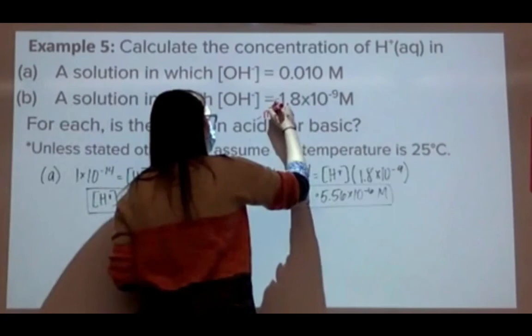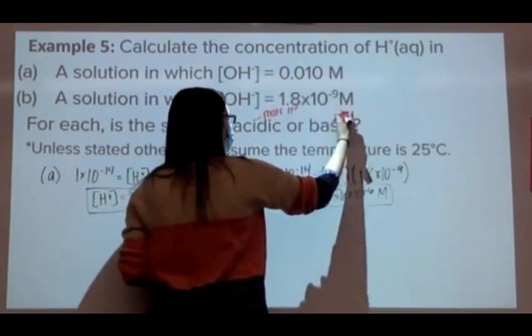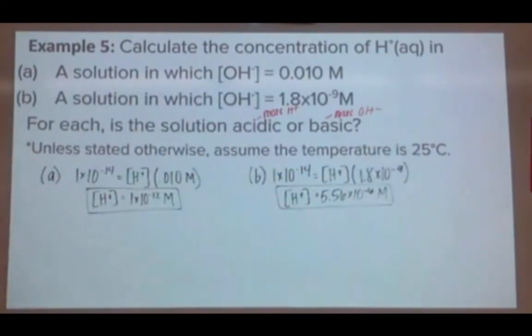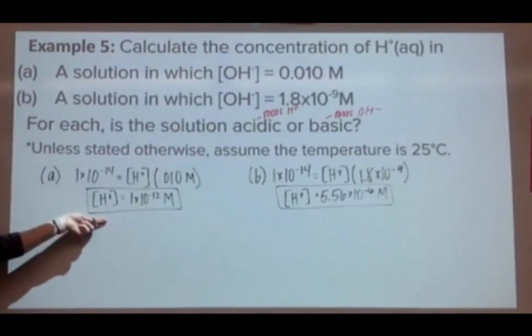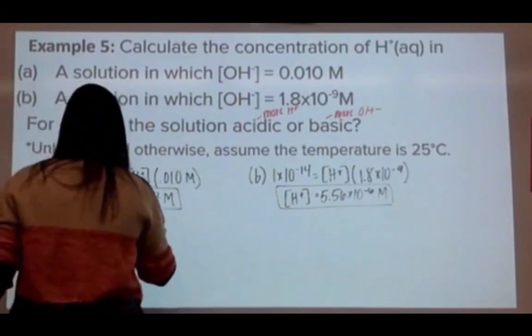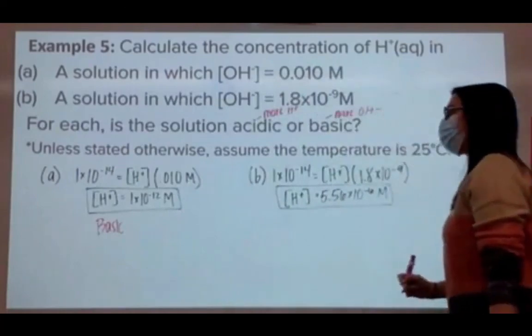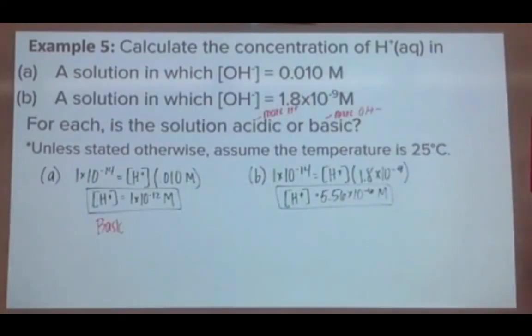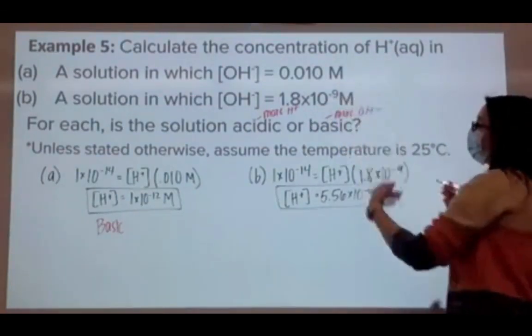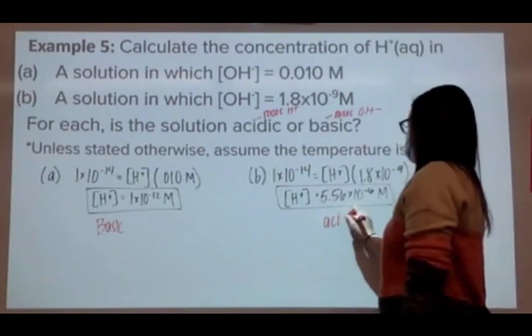Acidic means that there's more H plus. Basic, more OH minus. So if H plus is greater, it's acidic. If OH minus is greater, it's basic. So here, OH minus is 0.01. This is 1 times 10 to the negative 12. In part A, OH minus is a greater number. So in A, it's basic. Part B, a little more difficult. Compare the exponents. Negative 6 is greater than negative 9. So part B is acidic.